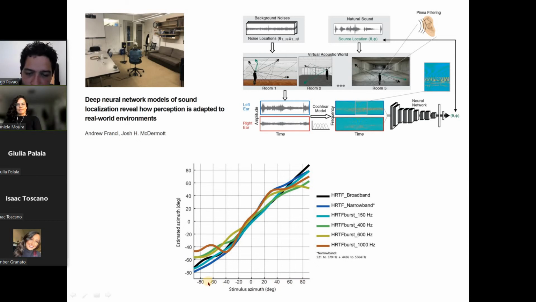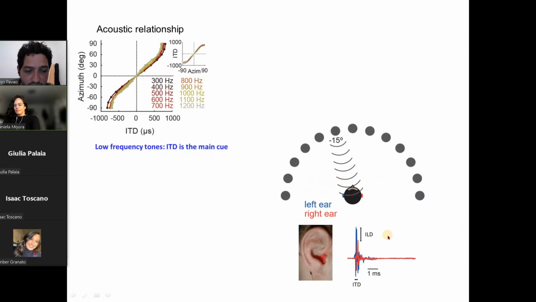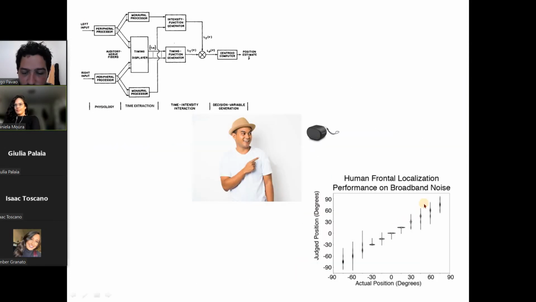The stimulus position matches the position that is estimated, right? There is a very beautiful black line, x equals y. And I just saw this, so the guy managed to replicate the behavioral experiment of the humans.